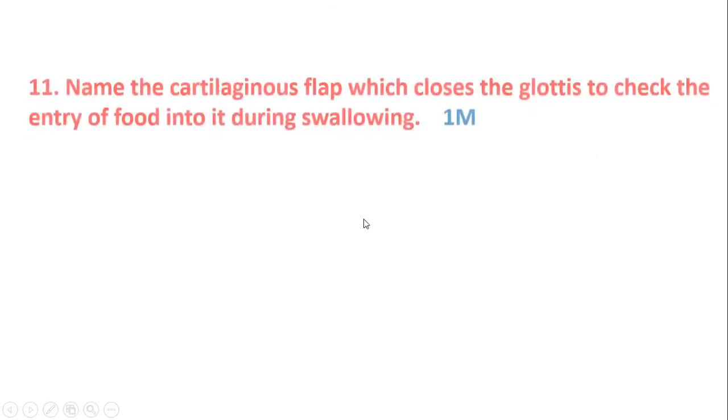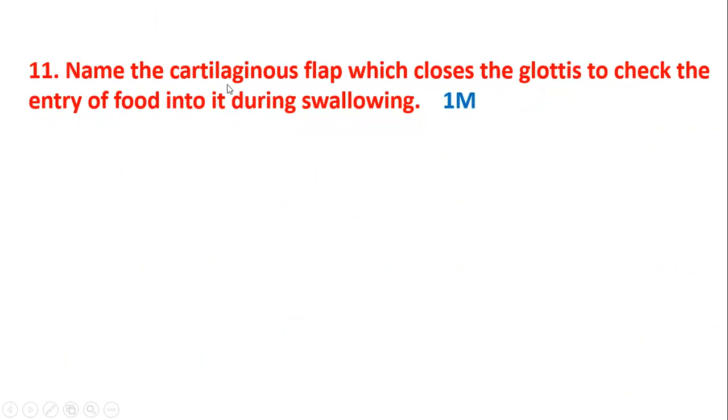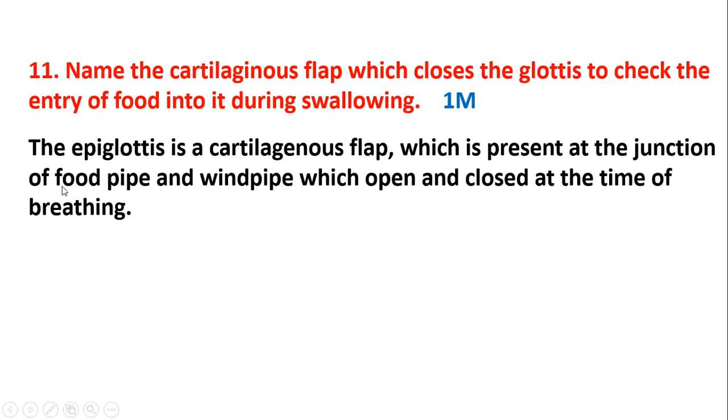Then see the question. Question 11: Name the cartilaginous flap which closes the glottis to check the entry of food into it during swallowing. We know that the pharynx is the common passage for food and air. After that, it divides into a food pipe and a windpipe, nothing but the esophagus and the trachea. We have a food pipe, or esophagus, for the passage of food, and for the passage of air, we have the windpipe, or trachea. Both are helpful for us.